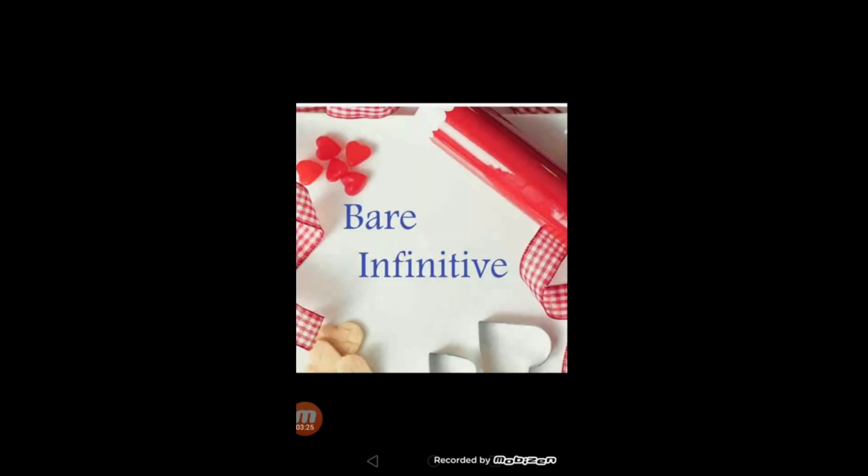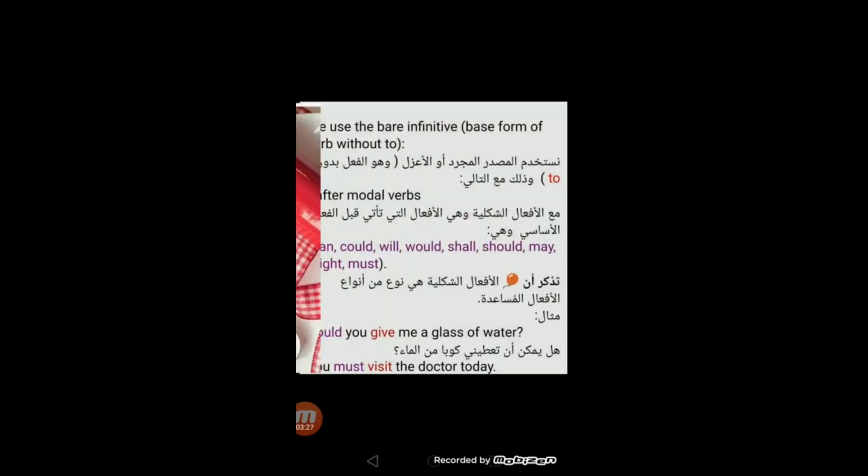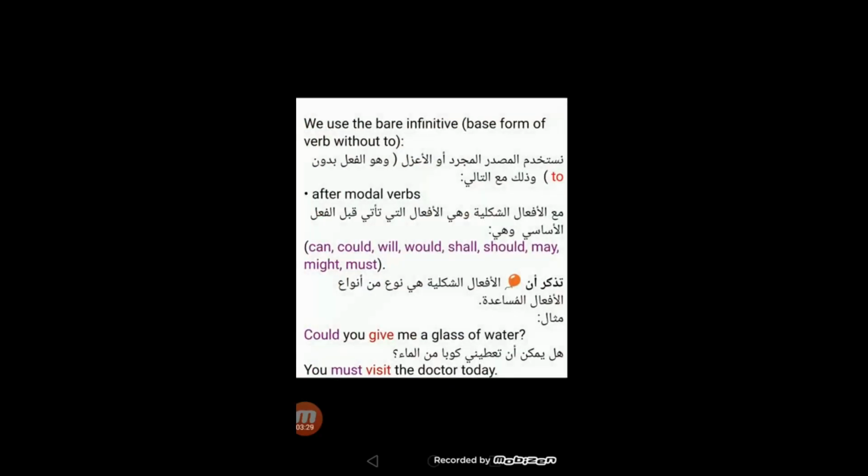Let's turn to bare infinitives. We use the bare infinitive, the base form of the verb without to, in 2 cases. Number 1, after modal verbs. The modal verbs are can, could, will, would, shall, should, may, might, and must.